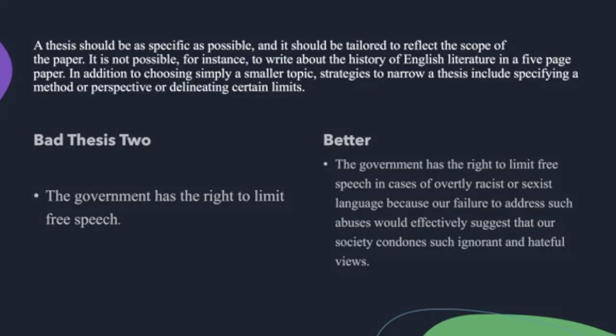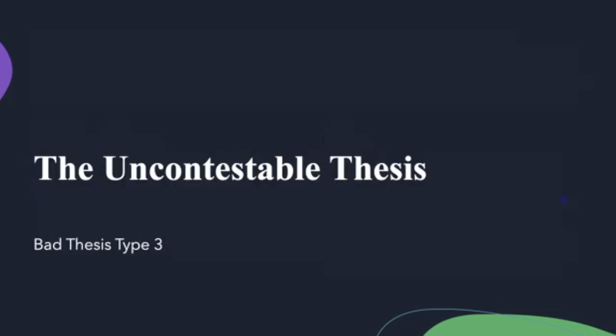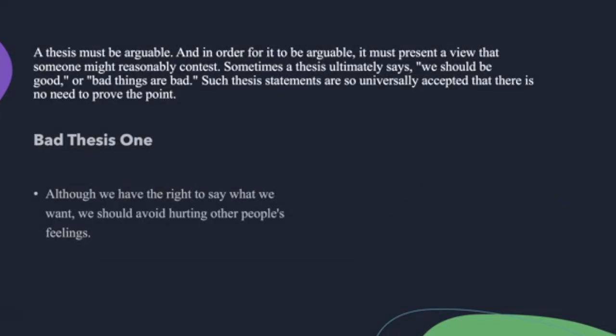How about this? The government has the right to limit free speech in cases of overtly racist or sexist language because our failure to address such abuses would effectively suggest that our society condones such ignorant and hateful views. Again, very specific, and I have to point out too, it's very obviously arguable. A person could reasonably disagree with this, and this is your opinion, and you can back it up with some source material. Then there's the uncontestable thesis, meaning nobody could really argue with it.